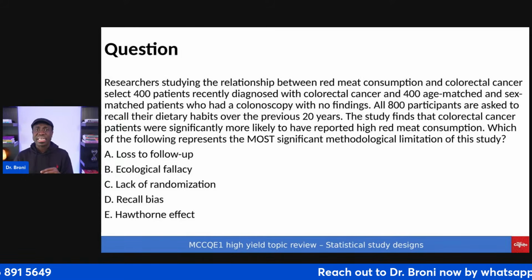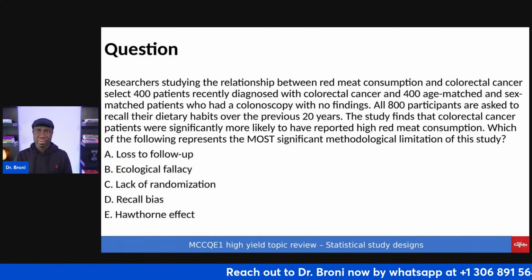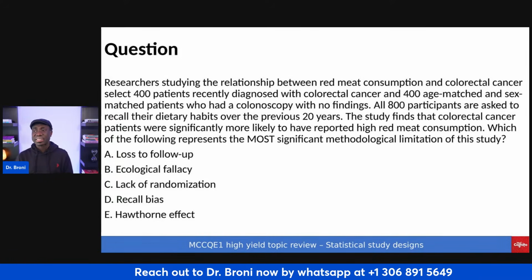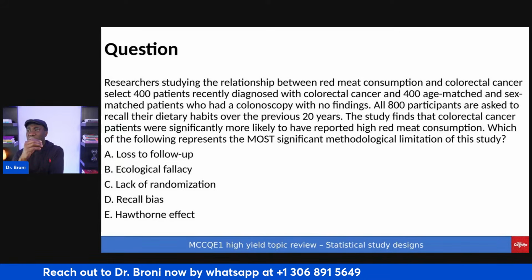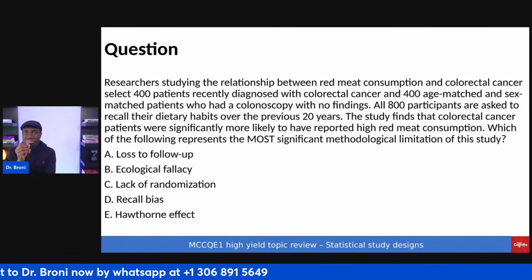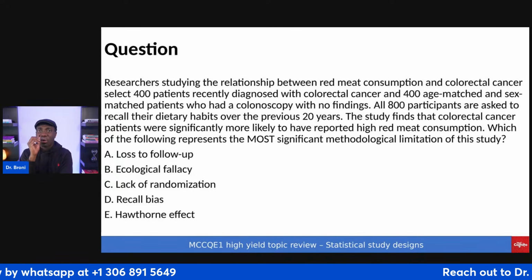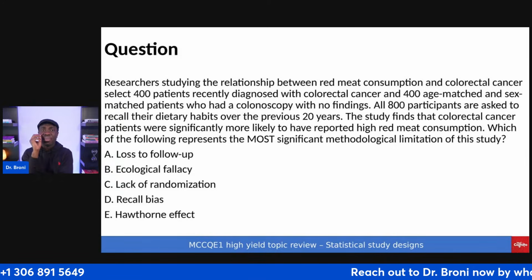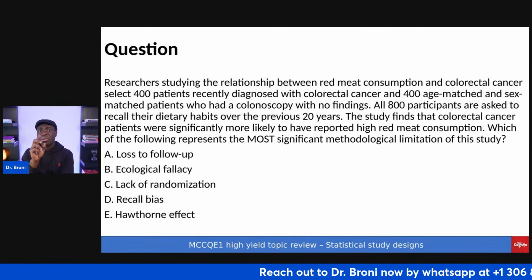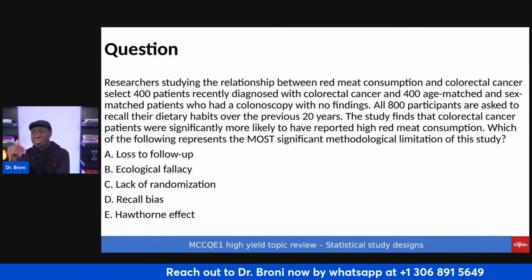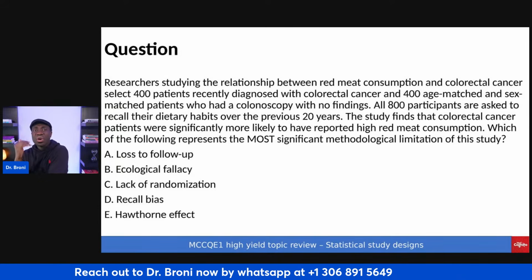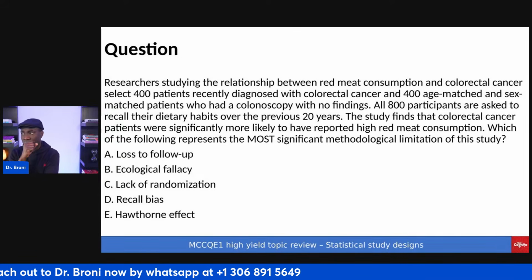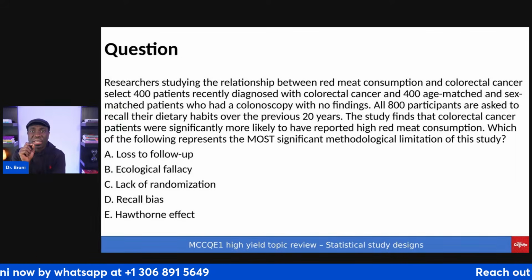What kind of study are we dealing with? Doctors, type the answer for me. Before we even answer whether it is A, B, C, D, or E, what kind of study are we dealing with? Who can help me?